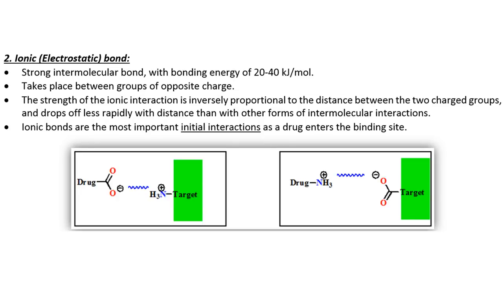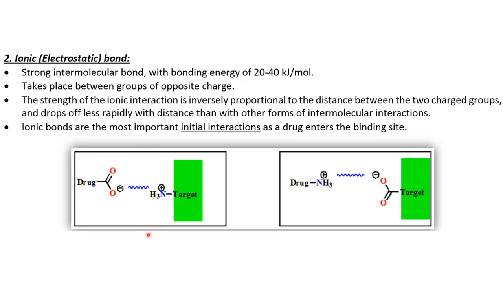The second type of intermolecular bond is the ionic, also known as the electrostatic bond. It is the second strongest intermolecular bond after the covalent bond we described earlier. The energy it takes to break this bond ranges from 20 to 40 kilojoules per mole. And ionic bonds occur between chemical groups of opposite charges.